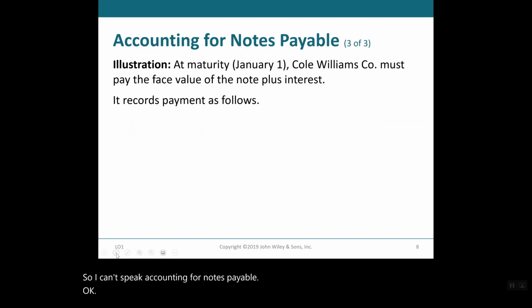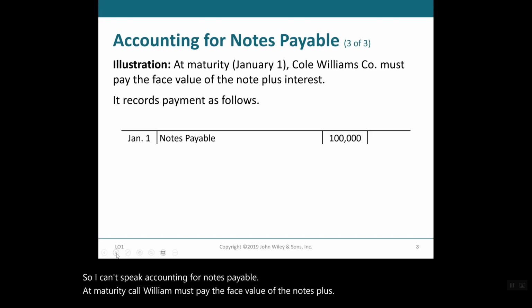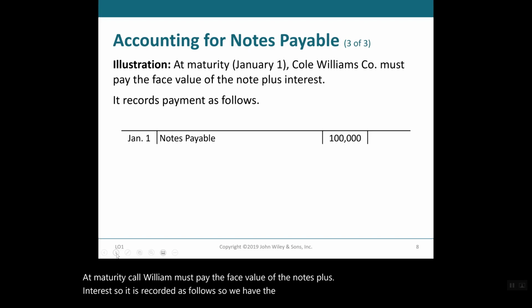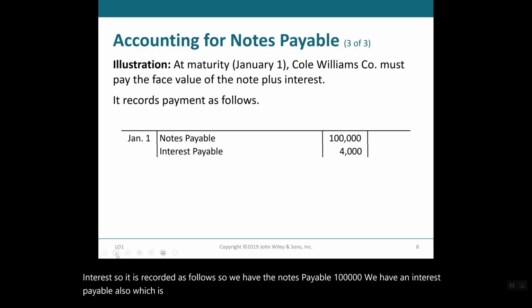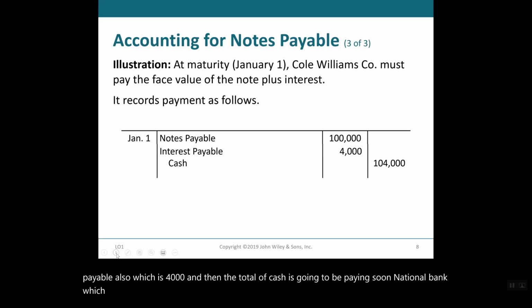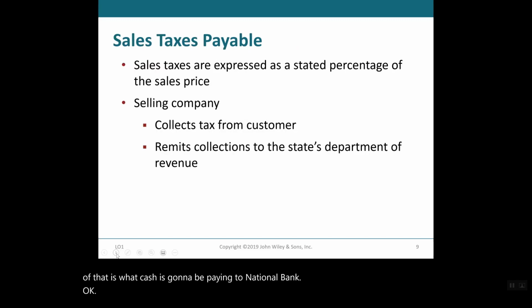Okay, so accounting for notes payable at maturity: Cole Williams must pay the face value of the note plus interest. So it is recorded as follows. We have the notes payable, 100,000. We have our interest payable also, which is 4,000. And then the total cash he's going to be paying to First National Bank is 104,000. So that is the principal plus the interest payable.